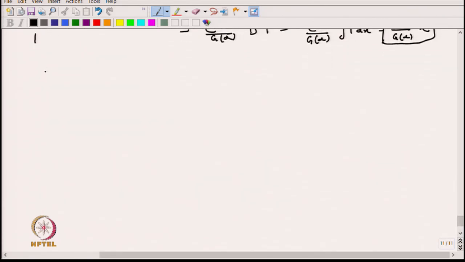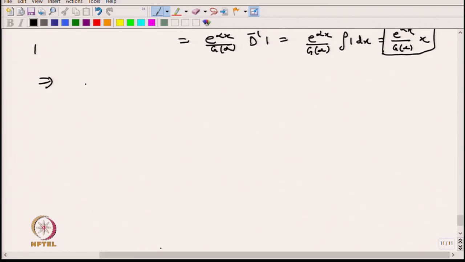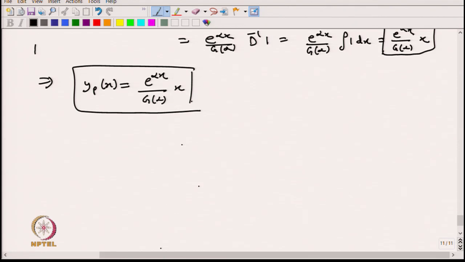So, from here I can say that my y_p(x) will be x e raised to power alpha x over g of alpha. So, this is case 1.